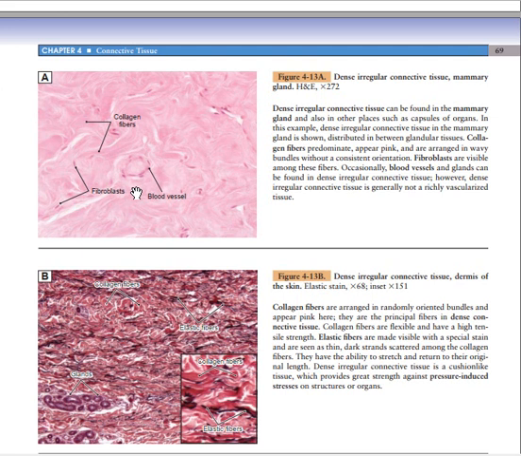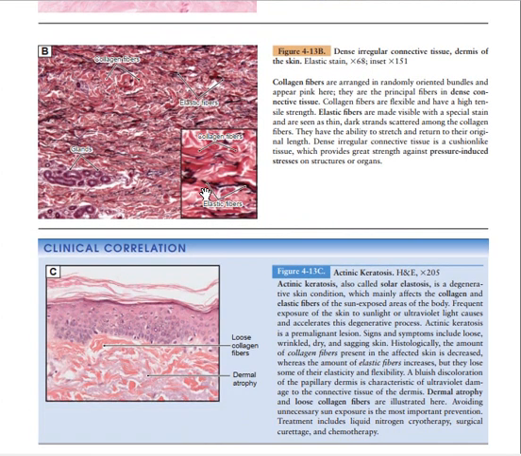Occasionally dense irregular connective tissue can also be found in blood vessels, and mostly the blood vessels where it is found are not large elastic arteries, but instead small muscular arteries, where they can have dense irregular connective tissue.